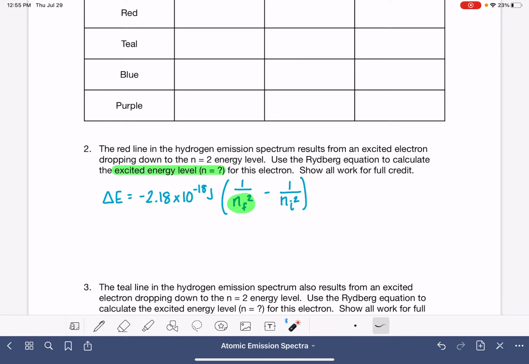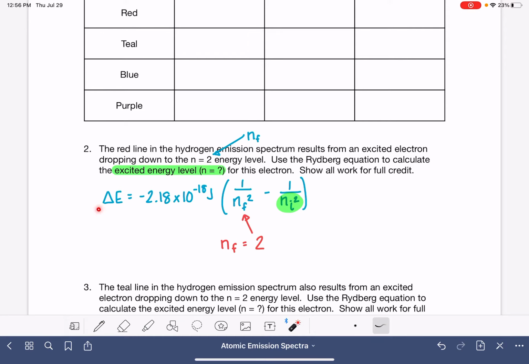The excited energy level is going to be this right here, the initial, nope, I got that backwards. Your excited energy level is your n initial. So it's telling you here that it's starting at some high energy state, which we don't know what it is, and it's dropping down to n equals 2. So n equals 2 is our final energy state. For this, we know that this value right here is going to be 2, actually 2 squared, since n final equals 2.